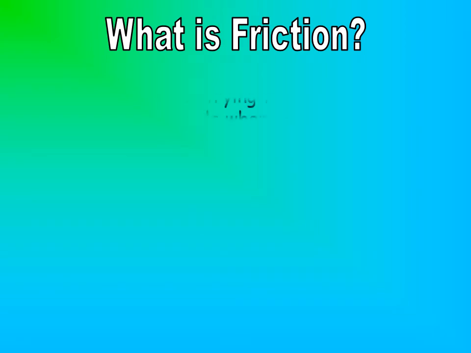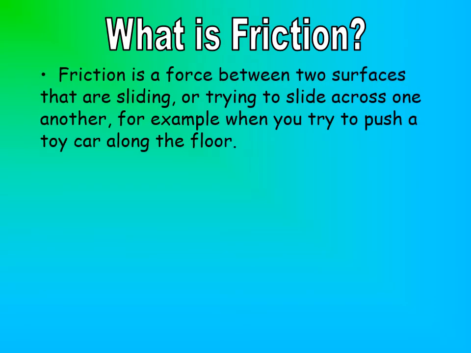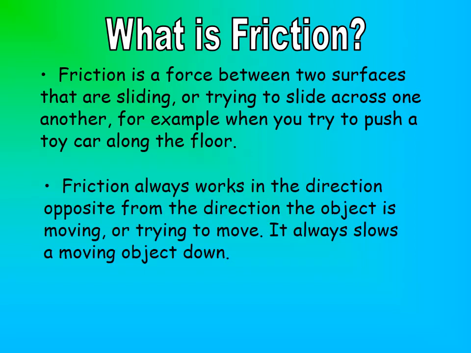So, what is friction? Friction is a force between two surfaces that are sliding or trying to slide across one another. For example, when you try and push a toy car along the floor, or when you rub your hands together. These are both examples of friction. Friction always works in a direction opposite from the direction the object is moving or trying to move, and it always slows a moving object down.